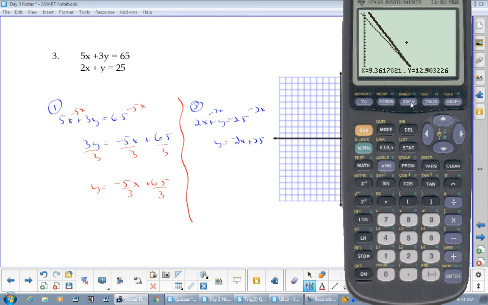Okay, I want to try this. Let's do Zoom Fit, which is Zoom 0. I find when it comes to intersect, usually Zoom Fit just kind of helps right out. But I'm going to hit Zoom 6 so I can get back to that regular window. Then I'm going to hit Zoom Fit, which is Zoom 0. Enter.